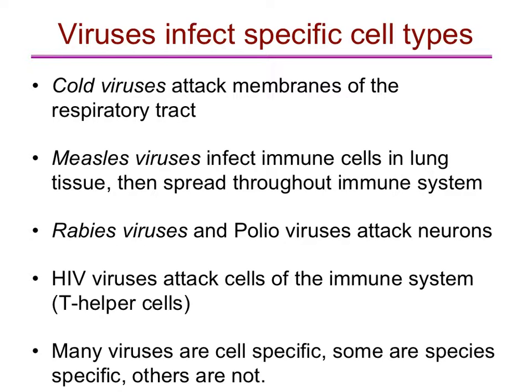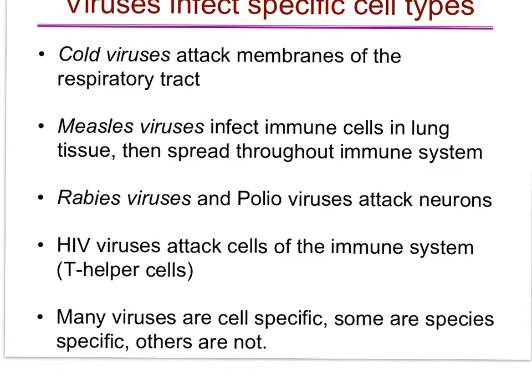Rabies and polio both attack the nervous system. HIV also attacks the immune system, and it actually kills many of the immune system cells, T helper cells. Now, some viruses are cell specific. They'll only attack certain kinds of cells. Some are species specific, like certain viruses that infect humans are only found in humans. And then there are other viruses that can be zoonotic, right? They can jump from species to species.